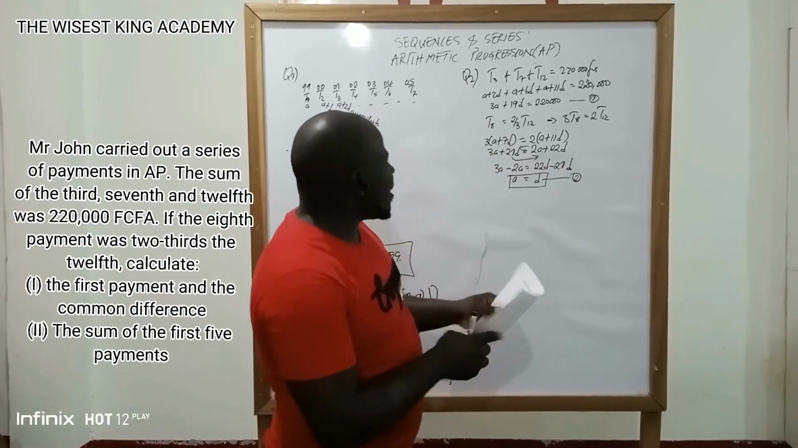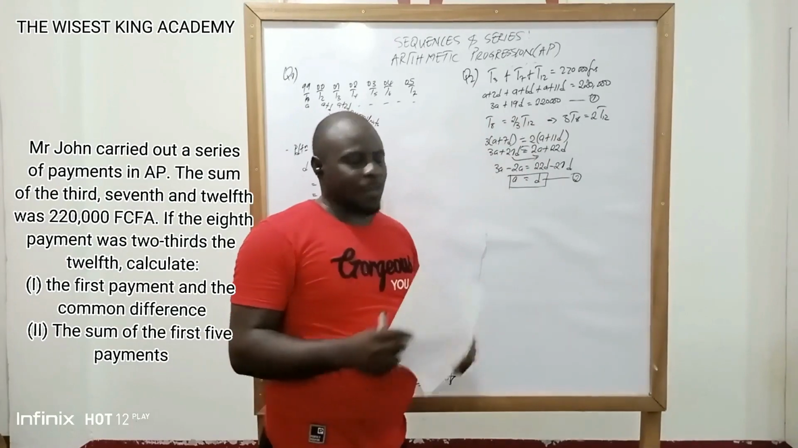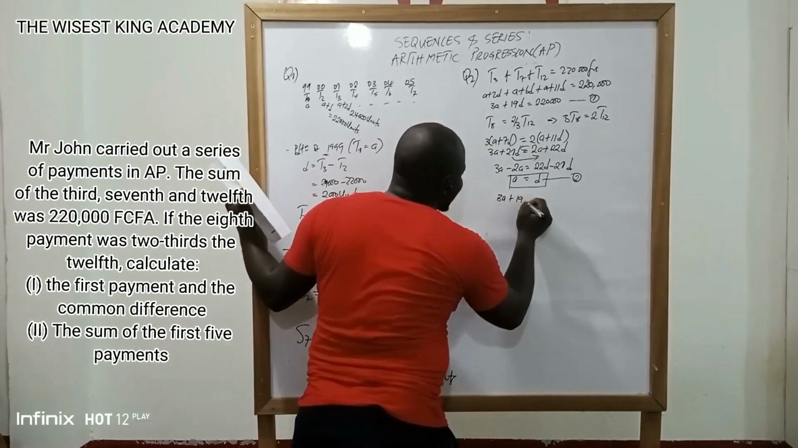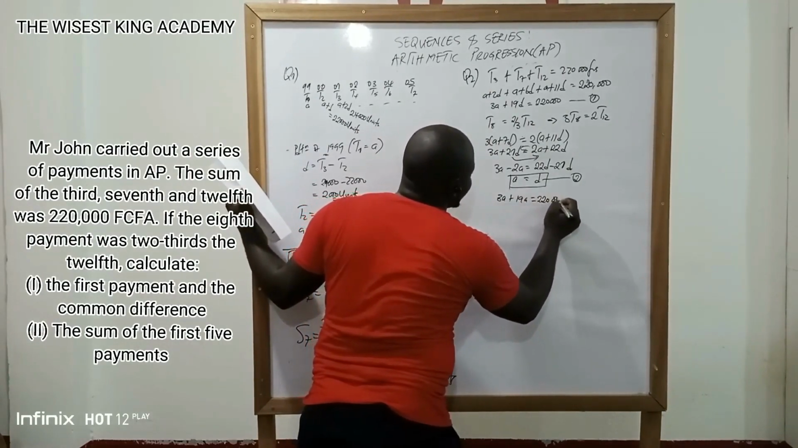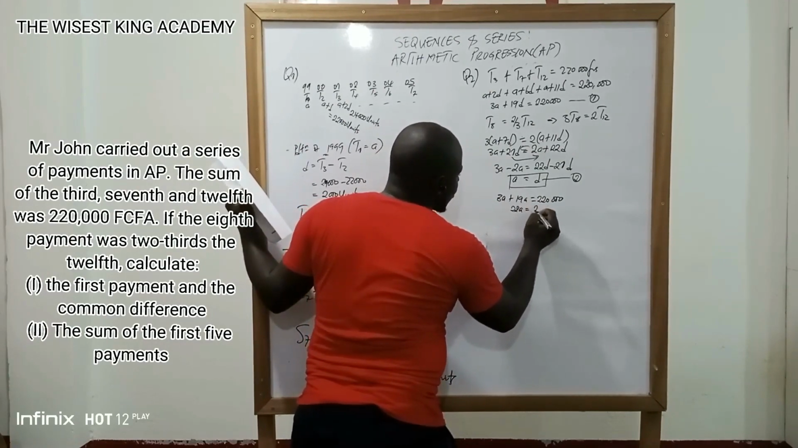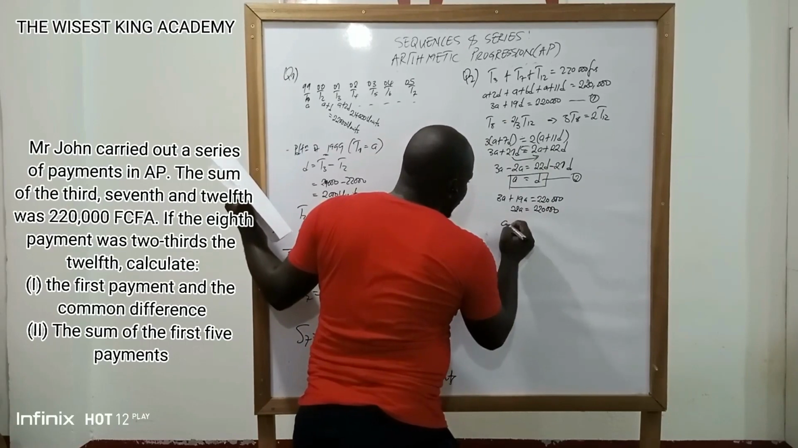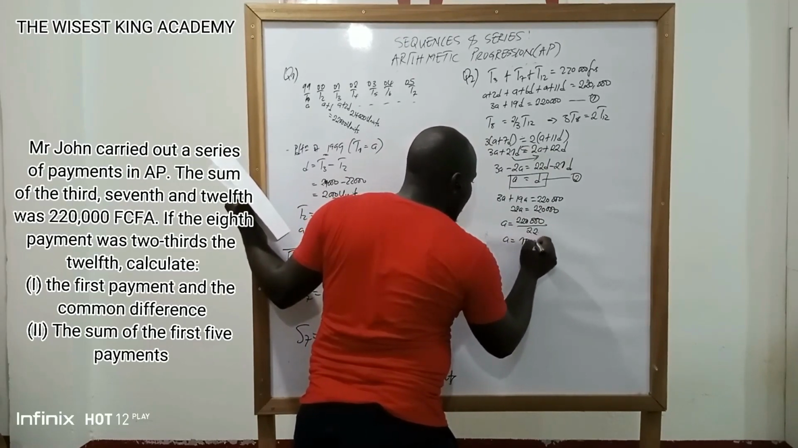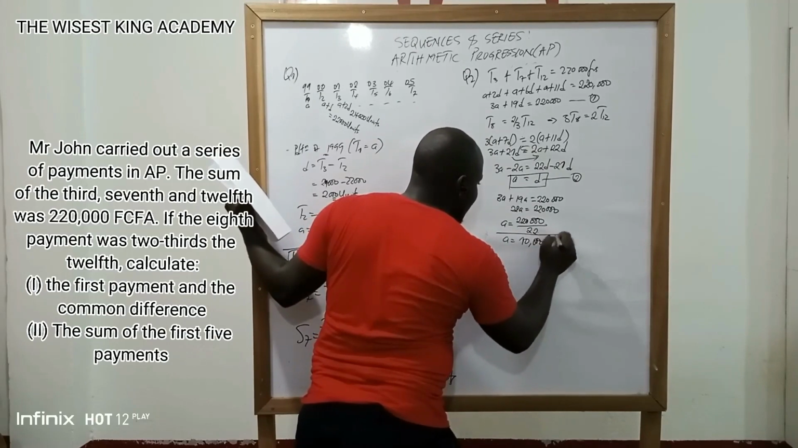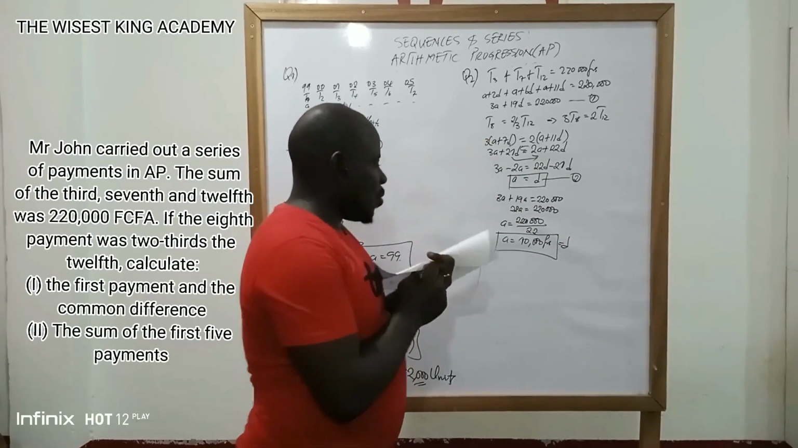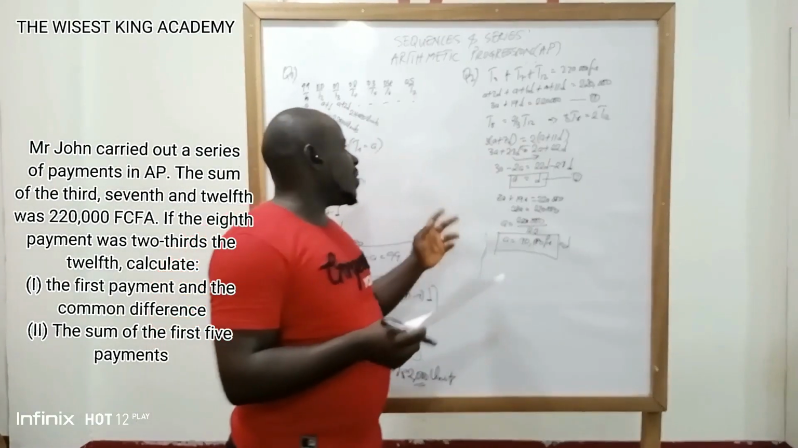So we can substitute this in the first equation to have A. What are we going to have? 3A plus 19A equals 220,000. 3A plus 19A will give us 22A, which is equal to 220,000. So A will be equal to 220,000 divided by 22. So A is equal to 10,000 francs. Don't forget, A is the same as D, so this is still equal to D. So we know our A, we know our D, and that was the first question.